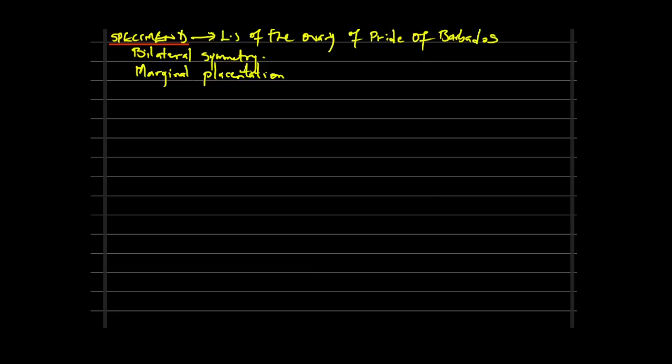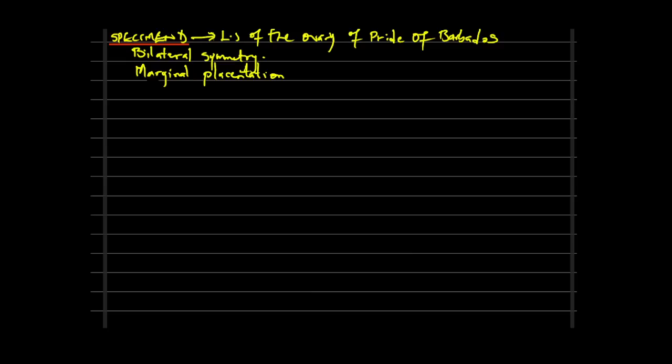So for the specimen we're actually talking about, which is the Pride of Barbados, its own placentation is the marginal placentation. Like we can see here, the marginal placentation, that is its own type of placentation. And then the type of ovary. The type of ovary that is found there is half inferior ovary.